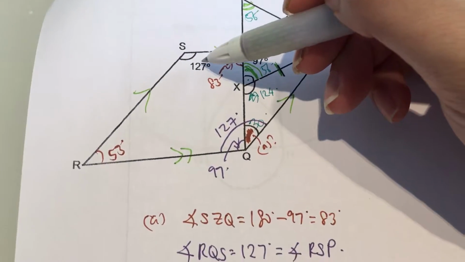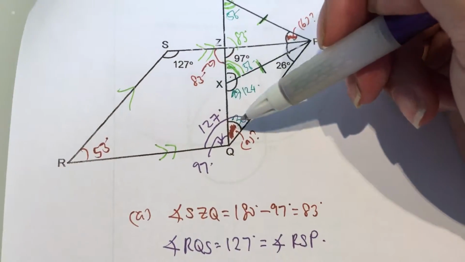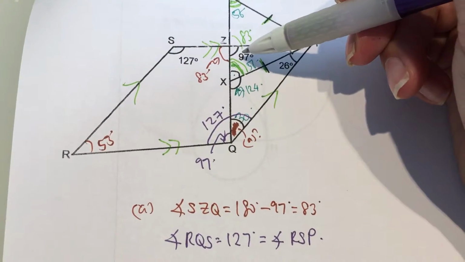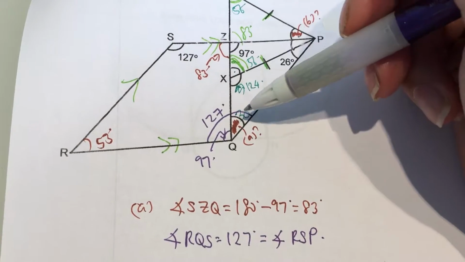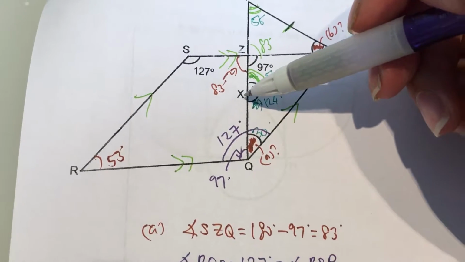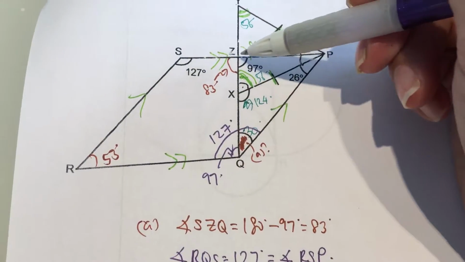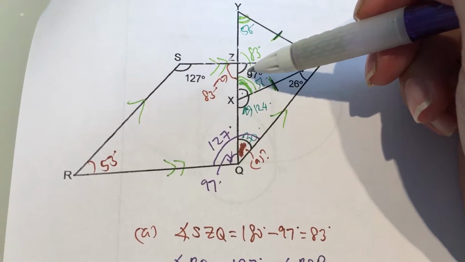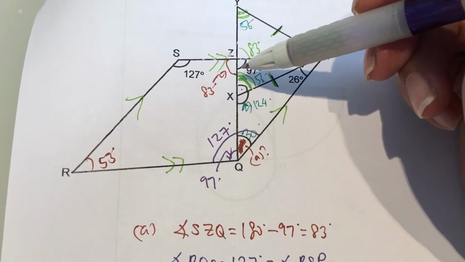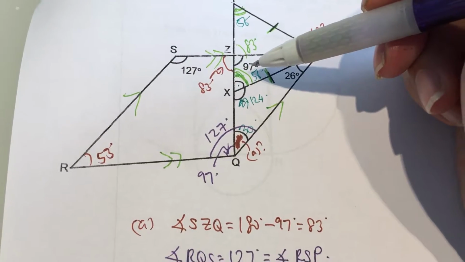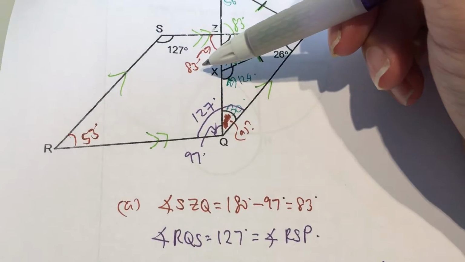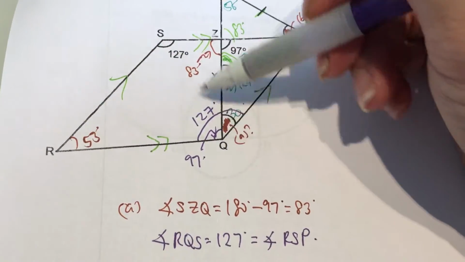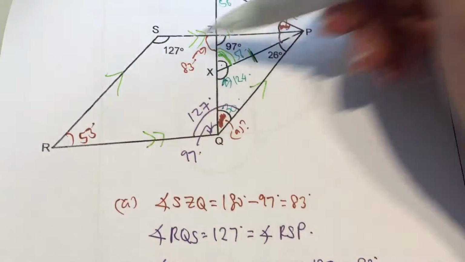because we already have 127, a lot of times we need to work backwards and figure out where all these numbers that are already given, and how can they lead us to the answer? So here goes. SZQ, where's SZQ? SZQ is over here. And because this is angles along a straight line, you can find SZQ by minusing 97 from 180, which is 83. So this 83, this is this one. And these two angles are the same because this is a parallelogram, okay?